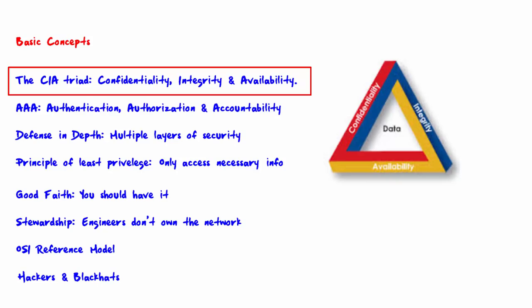Confidentiality means simply keeping data secret, well, secret from those who are not authorized to view it. Integrity means keeping data from being modified by unauthorized people or by accident. And availability means that information is available when you need it.